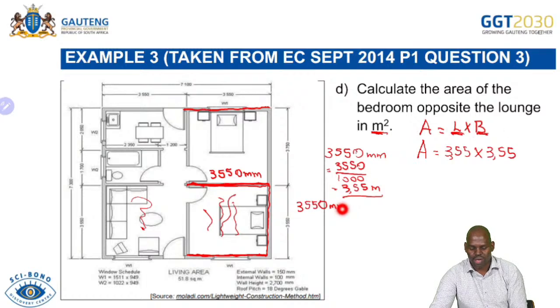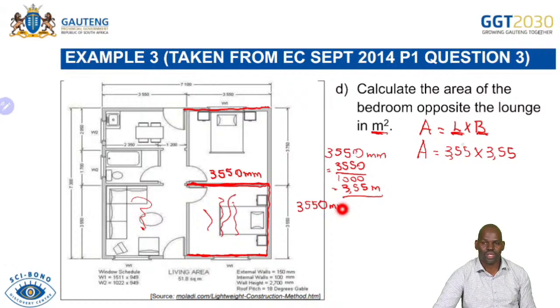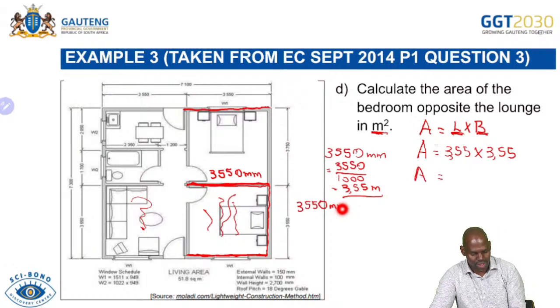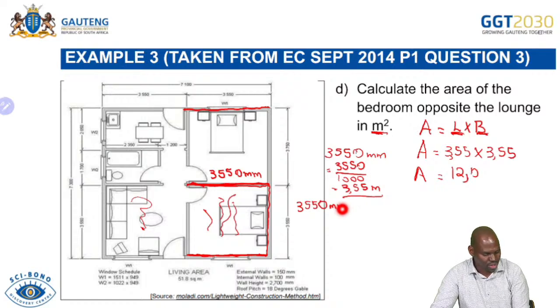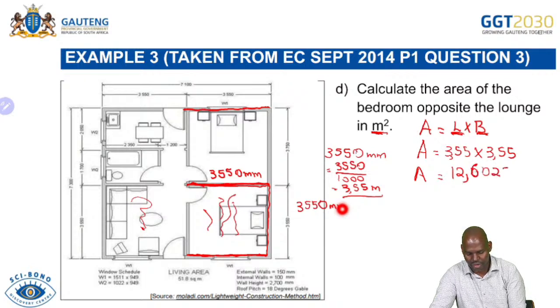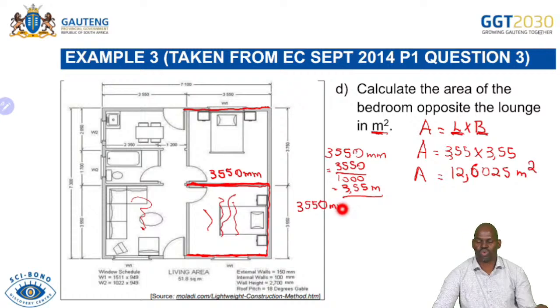Just because we started by doing the conversion, we are now sure that our answer will be in square meters. Now, if you use your calculator, 3.55 multiplied by 3.55, then the answer is 12.6025. And that is now in meter squared.